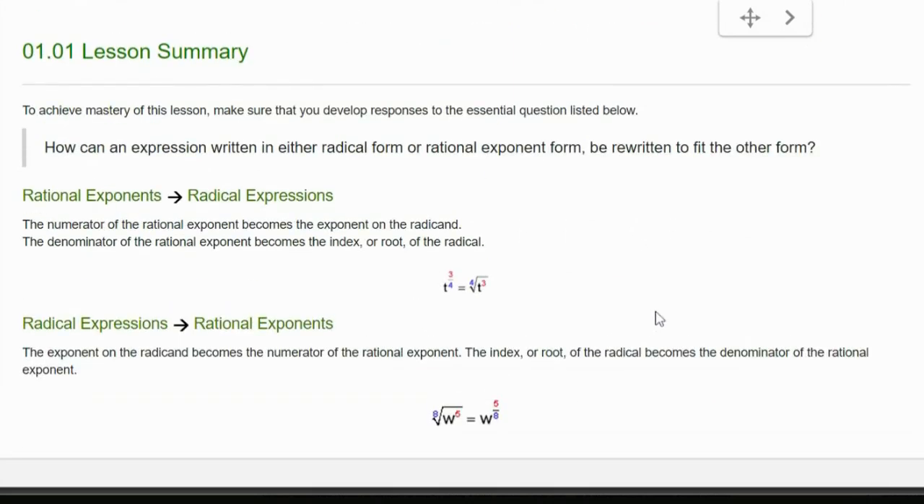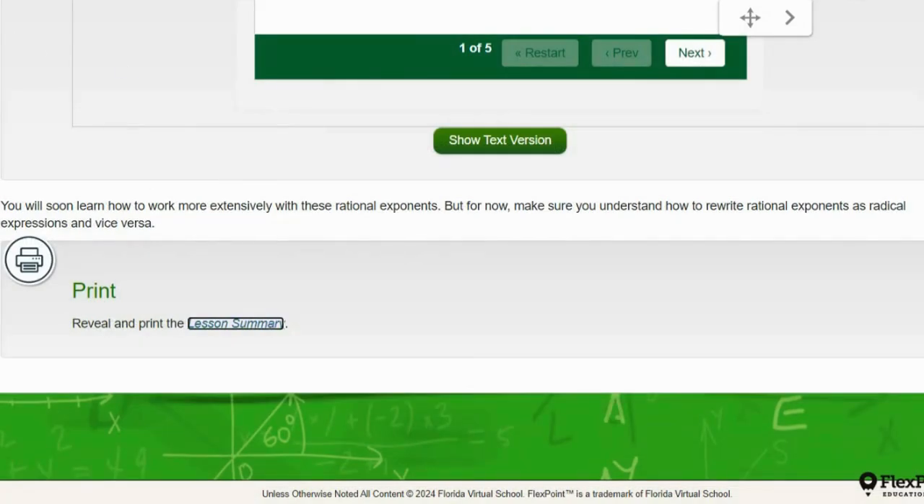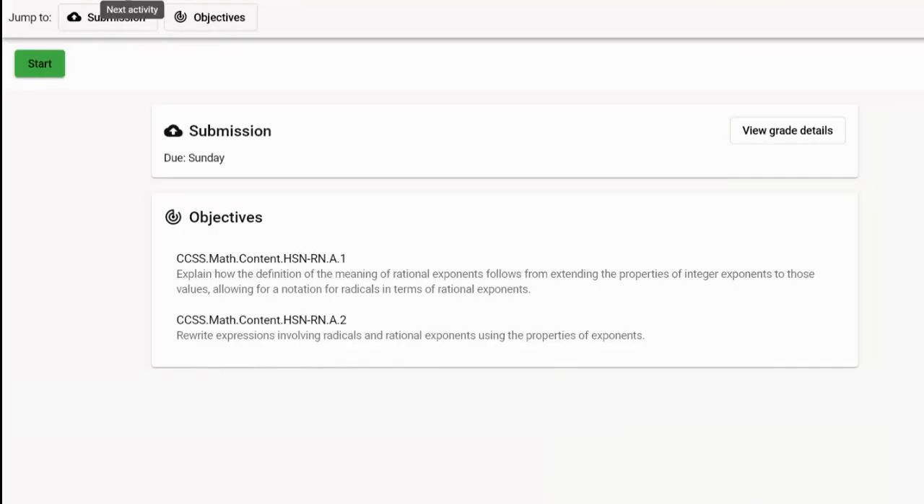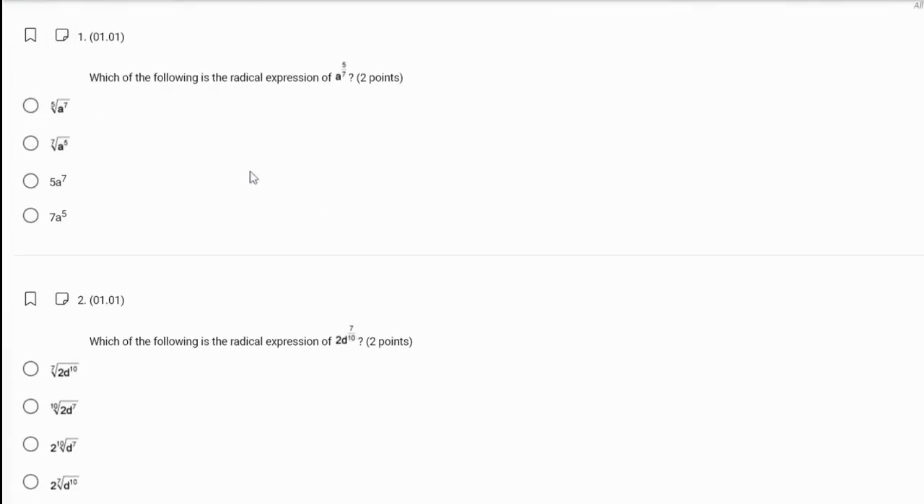So that is that whole lesson, lesson 1. That is a nice little warm up because we need that for the rest of this unit. If we can't do this, we're going to be lost the rest of the unit. Absolutely lost. So make sure you understand this lesson. Here's the assignment that goes with that. Which of the following is the radical expression of a to the 5/7?